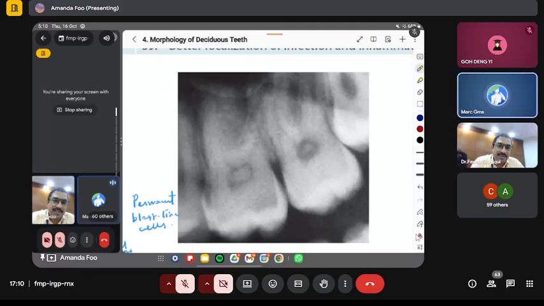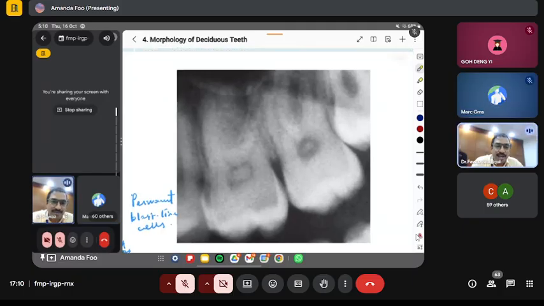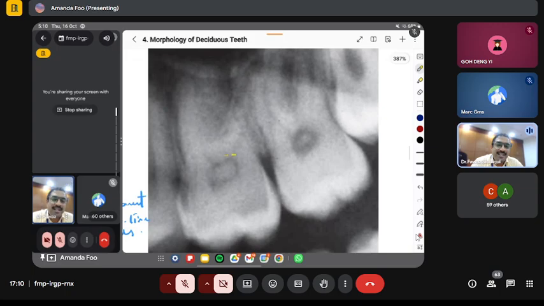It looks like calcification. Very good. It looks like calcification because the pulp is programmed to be blast-like cells. So this could be cementum-like structures or dentine-like structures, or this could be pulp stones, calcification. So that is a major difference.